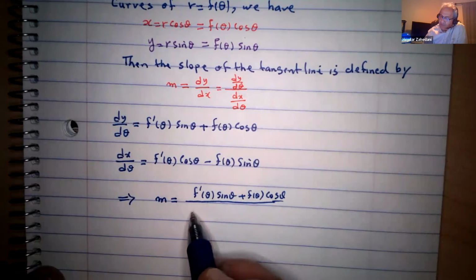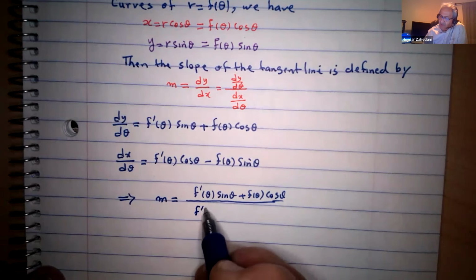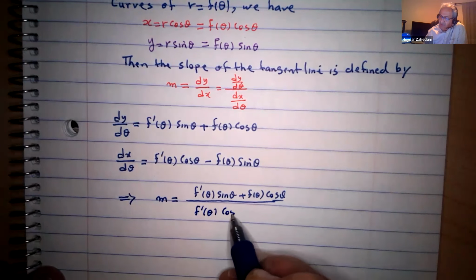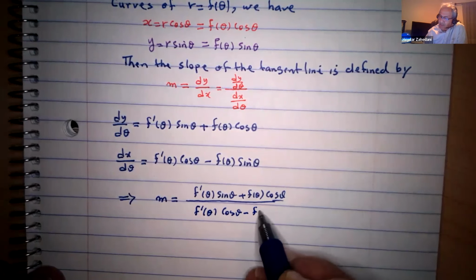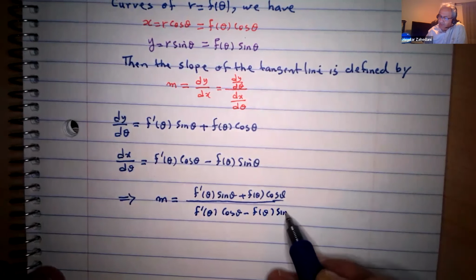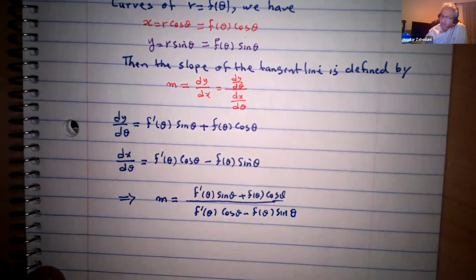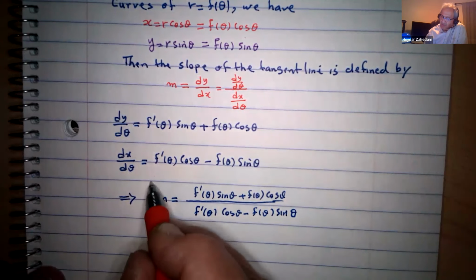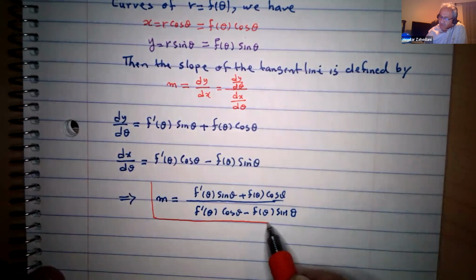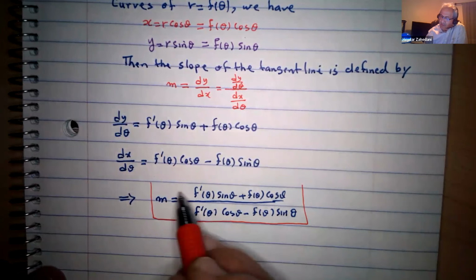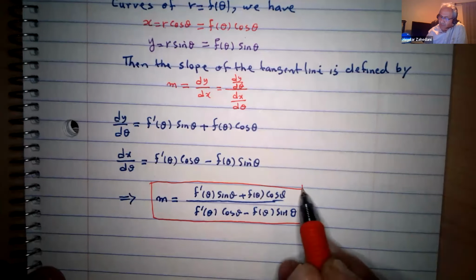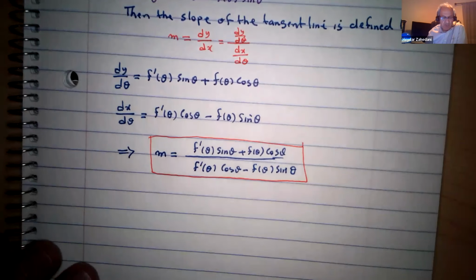Now the bottom is going to be f prime of theta times cosine of theta minus f of theta times sine of theta. So this is the formula for the slope. Anytime you want to find the slope of the tangent line in polar form, this is the formula you can use.